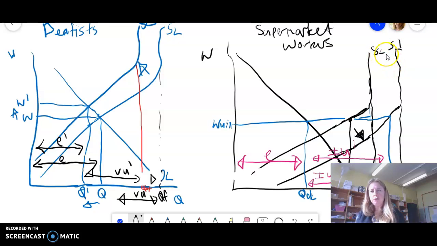So again, what's your labelling? It's a shift out to the right, okay? So my hand's going out to the right here. And you need to label it accordingly, SL and then 1 or 2 or A or something like that, just something to indicate that you've started here and now you've increased the supply of labour, so it's shifted outwards to the right. And then an arrow to show the direction of the shift.